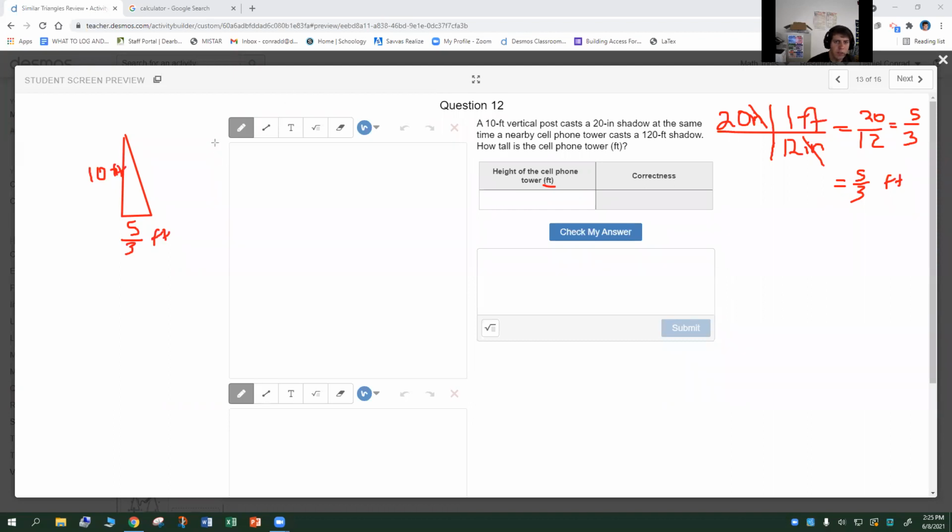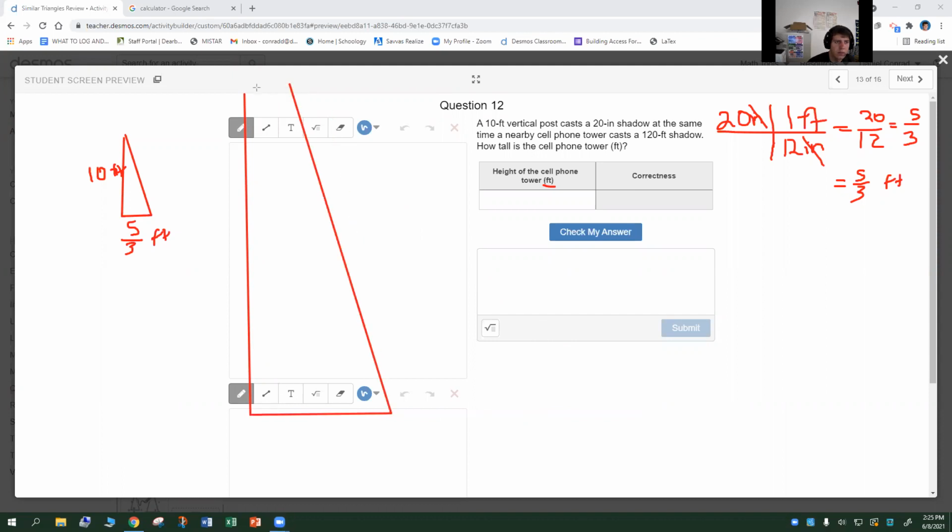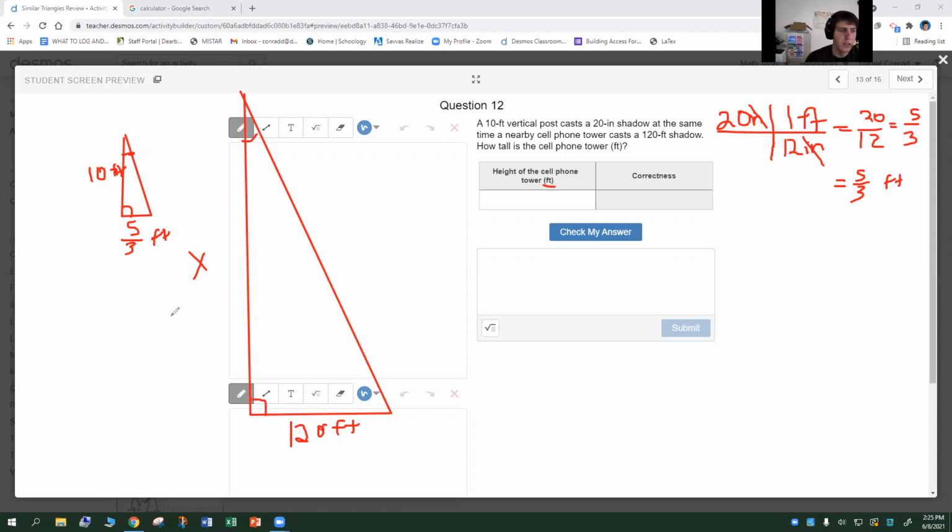Okay, and then you have a much bigger cell phone tower. Oh no, we're looking for the height. That casts a 120-foot shadow. Okay, so our shadow here is 120 feet. And we are looking for the height of that tower. So the angle the sun's coming down is going to be the same because they're nearby each other. And then the tower and the post are both vertical to the ground. So they're both right angles.